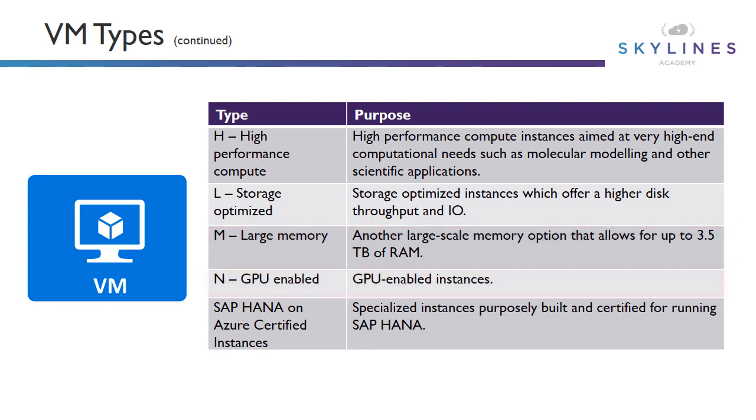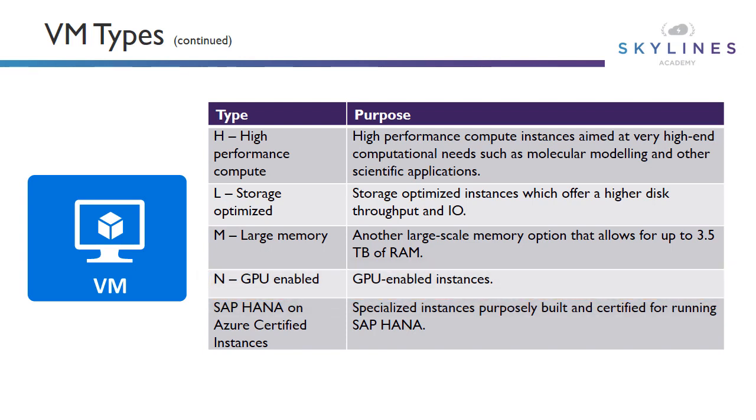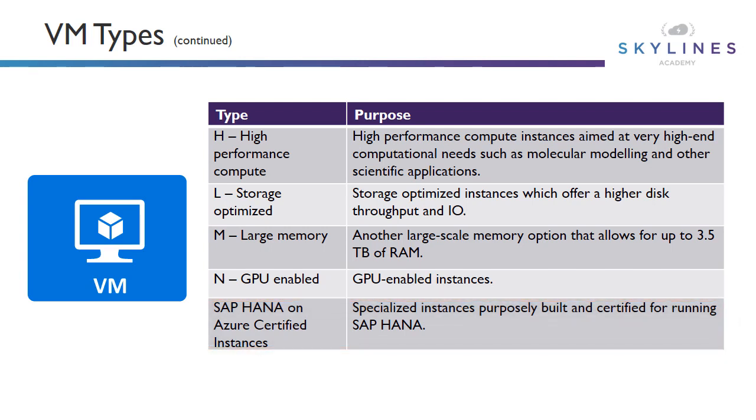Then we have the N series. They're divided up into NV and NC, depending on the type you choose and what configuration you require. But these are graphics card enabled instances. And finally, we have SAP HANA on Azure certified instances as well. So as you can see, just a ton to choose from.